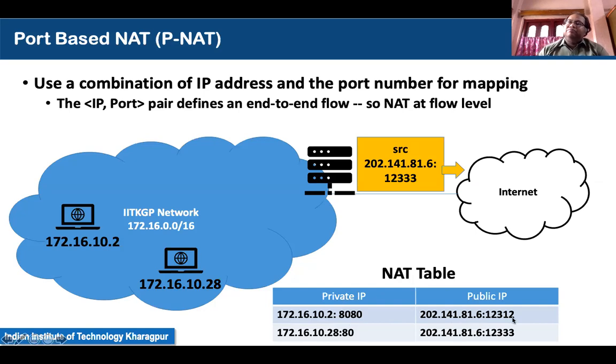Now here we have 65,536 different port numbers, and that is why you can actually support a large pool of users with the help of this port-based mapping. So that is the advantage of this kind of port-based map. Typically in today's network, we use this PNAT concept to support a large number of users with the help of a single public IP and different port addresses.